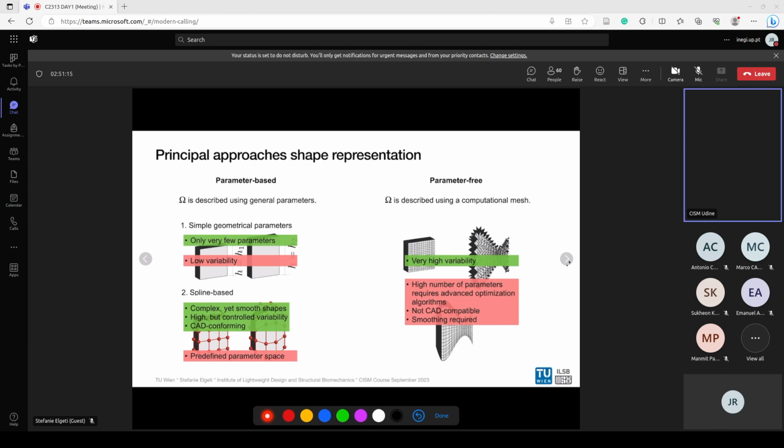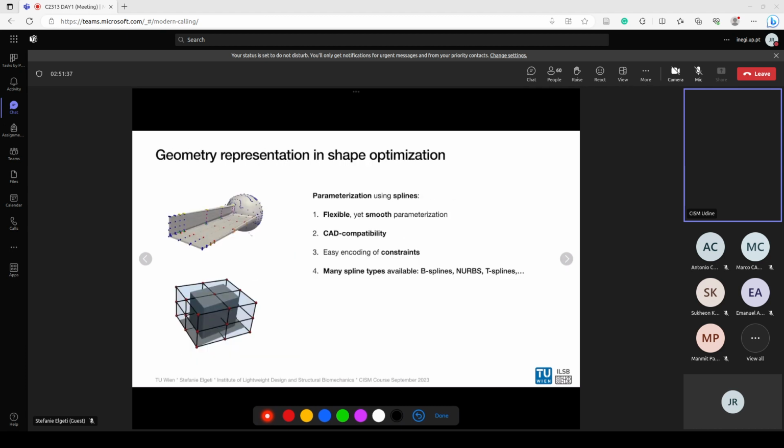Here we don't have that. We can basically represent any kind of shape, so we have the highest possible variability. This high number of parameters will require advanced optimization algorithms. We're not CAD compatible, so afterwards we need some kind of fitting in order to come back to the CAD system. And of course, there's the question of the smoothing and how you do the smoothing.